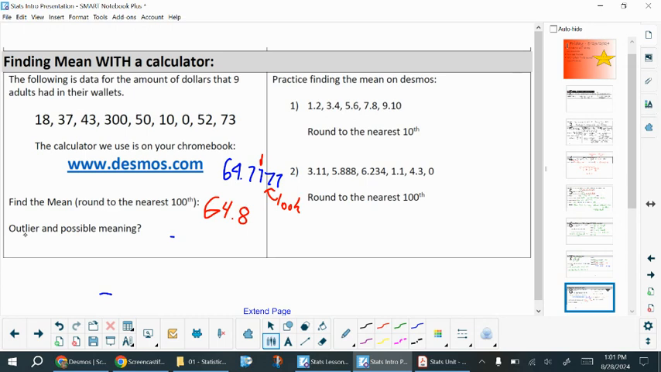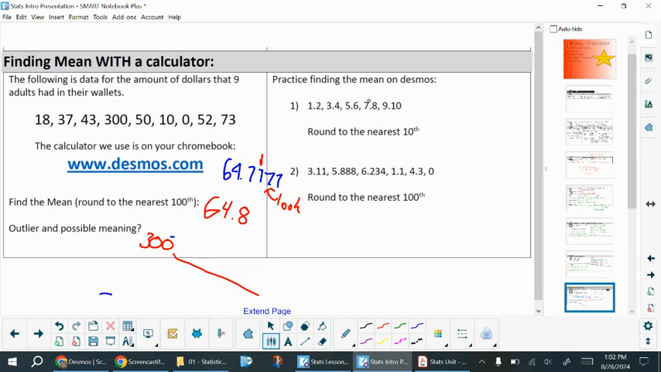And then here at the end, find the outlier. Well, 300 is very clearly different from those other ones. And as far as possible meanings go, you come up with an idea. Like this says the following data is the amount of dollars that 9 adults had in their wallet. So come up with a reason why most people have like $50 or less, but this one person has $300. It's completely up to you what situation you want to have there.